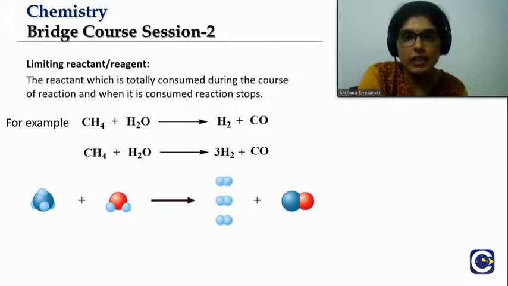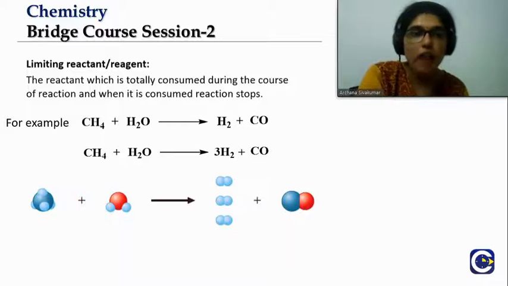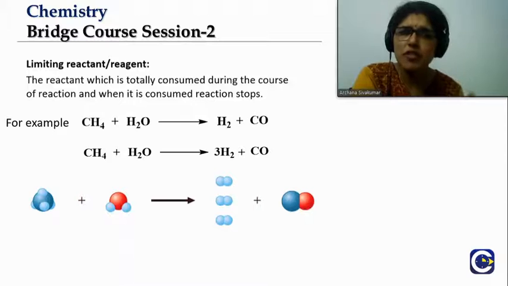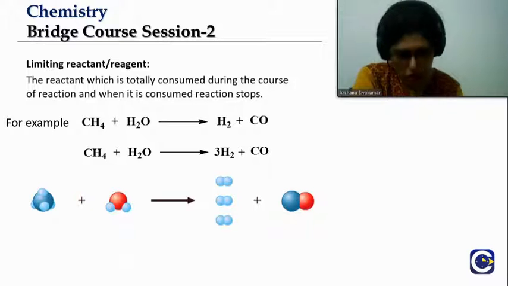A limiting reactant is a reactant that is totally consumed during the course of the reaction, and the reaction will stop after the consumption. First, the reactant is totally used up, and then the reaction stops. So how is it different from the stoichiometry we have seen? Let's look at an example.